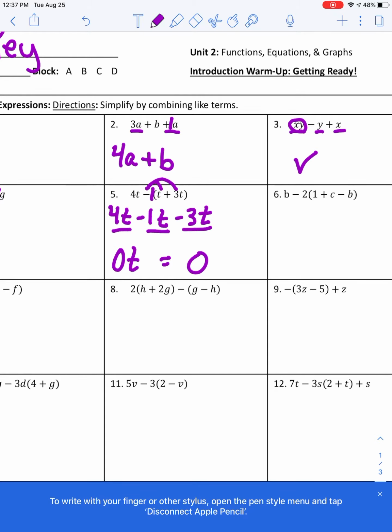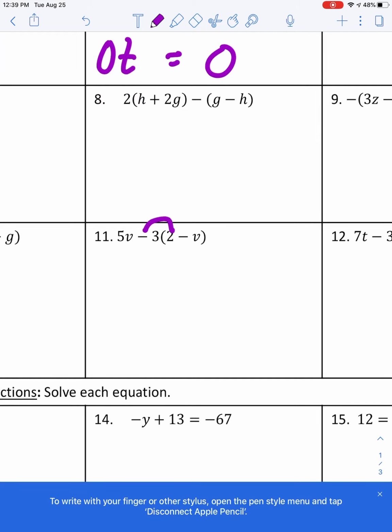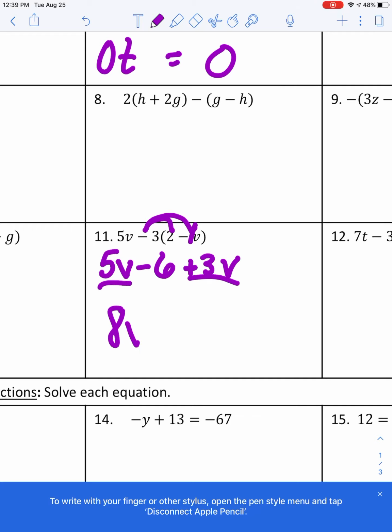Let's take a look at something different, maybe number 11. Number 11, we will distribute a negative 3 into the parentheses. This is 5v, just reviewing some basic Algebra 1 skills. A negative 3 times a 2 is a negative or a minus 6. And a negative 3 times a negative 1v is a positive, negative times negative, 3v. The like terms are 5v and 3v. So we do 5v plus 3v, that gives us 8v's, and that minus 6 is not a like term, it's just a constant at the end.